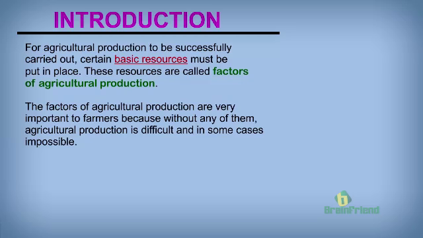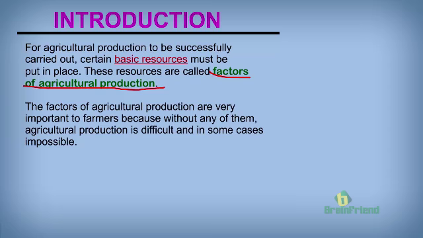For agricultural activities to be successful, or rather for agricultural production to be successful, there are certain factors or resources that must be put in place. These resources are called factors of agricultural production. These resources are very important because without any of them, production will not be successful.